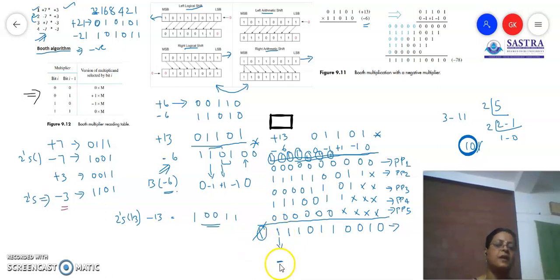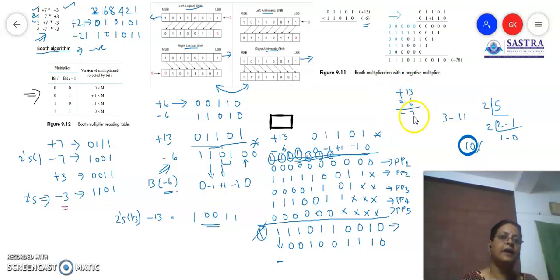Now to find the magnitude, for the remaining bits you have to take the 2's complement of the given number. So the 2's complement of this number is 1 1 0 0 1, then 0 0. So this is going to be the final answer. Now, what is the product of plus 13 into minus 6? If you multiply, you have to get minus 78.